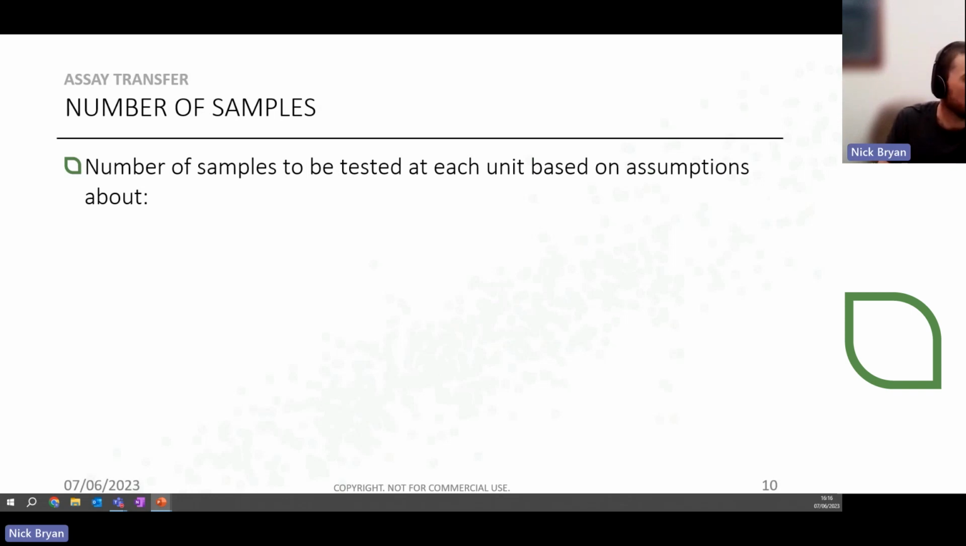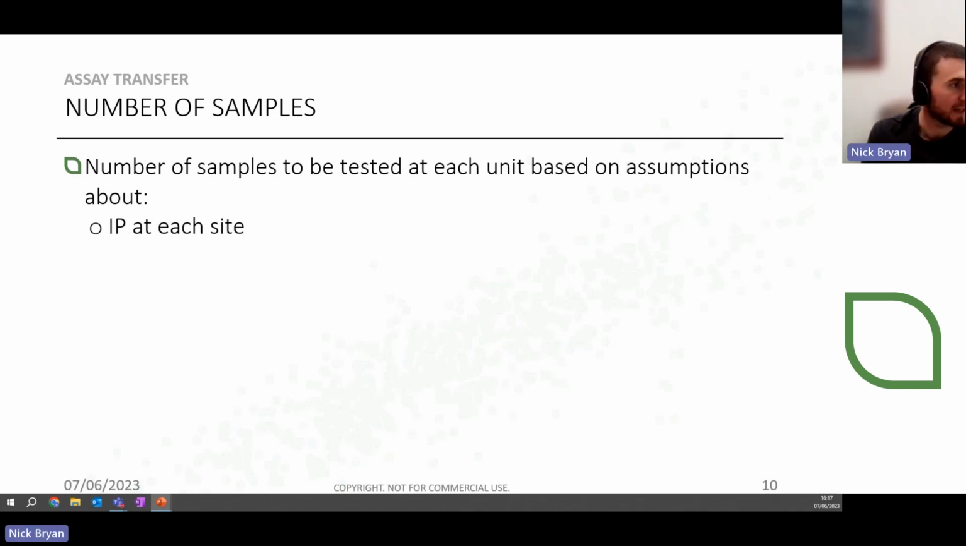In terms of the number of samples that we want to test at the sending and the receiving units, I'm not going to go into too much detail here, because the sample size calculations for assay transfer can get quite complicated, and it also depends on what information is available about the assay and about the sending and receiving sites. But there are a few areas that we can think about, and we'd have to make assumptions on in order to do some sort of sample size calculation.